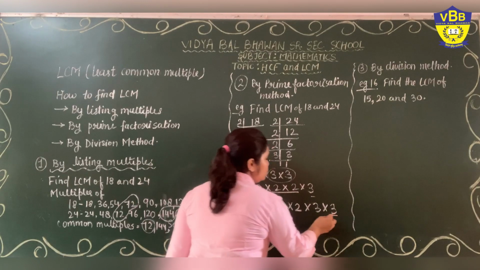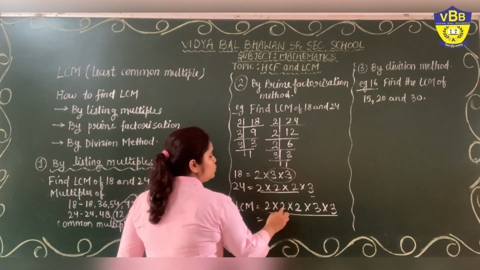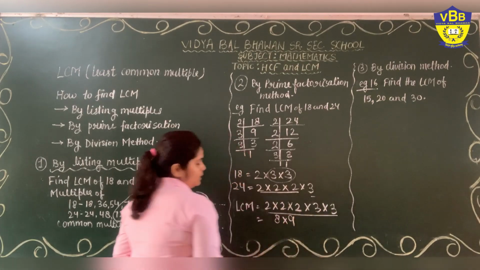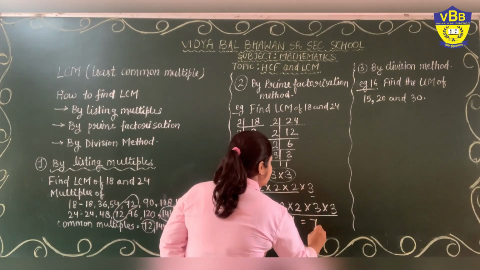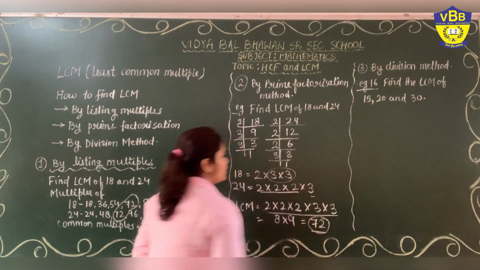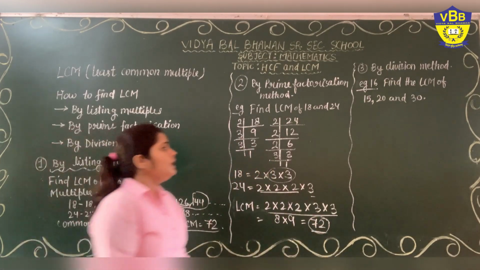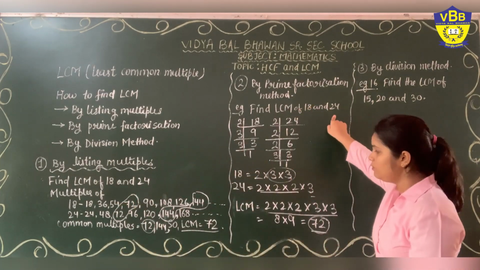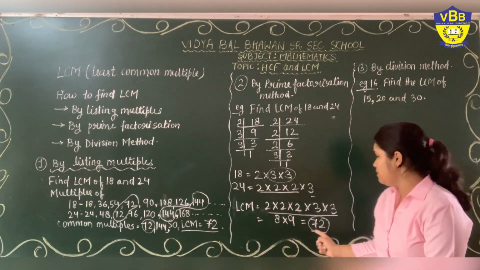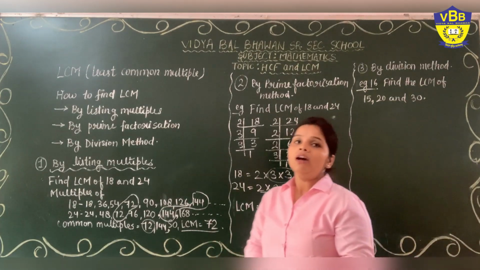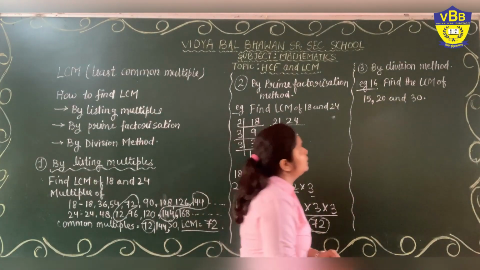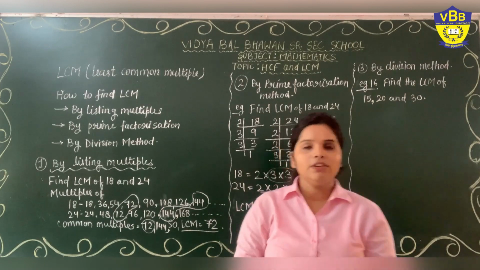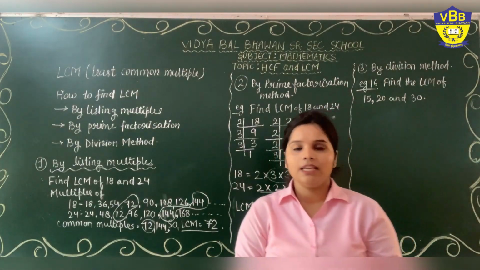What you need to do? Multiply all of them. 2 2s are 4, 4 2s are 8. Here 3 3s are 9. 8 multiply 9 is 72. You can see the question is the same, 18 and 24, in listing multiples and in prime factorization, and the answer is coming the same, 72. After that, you need to look at the third method, that is the division method to find LCM.